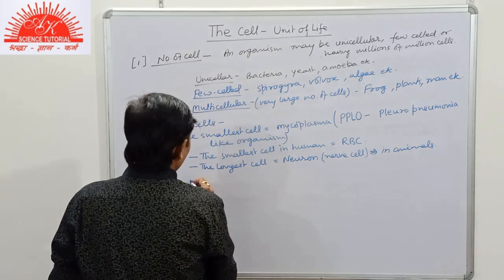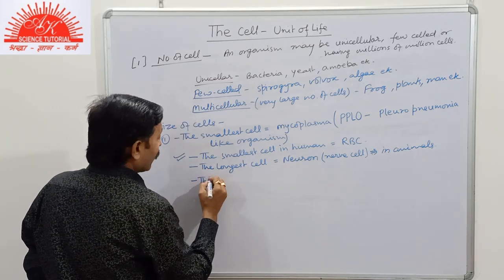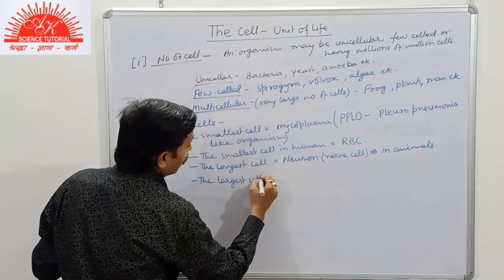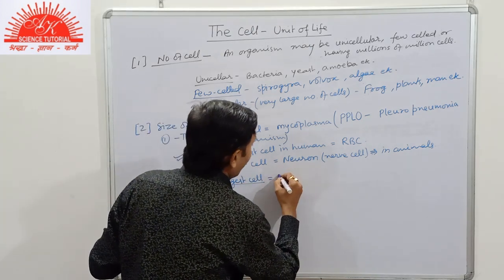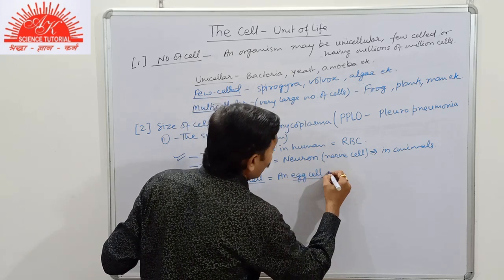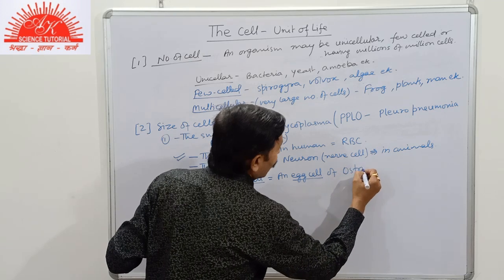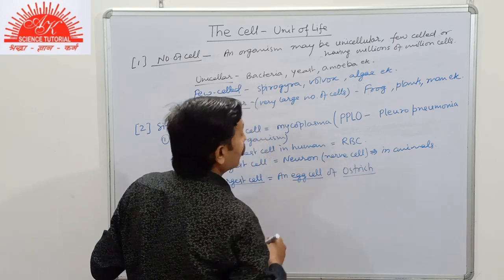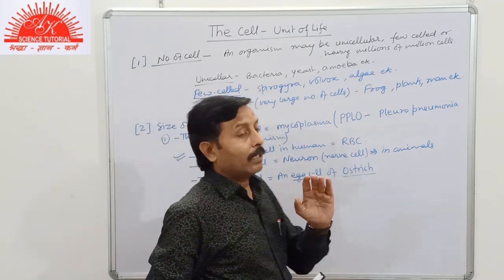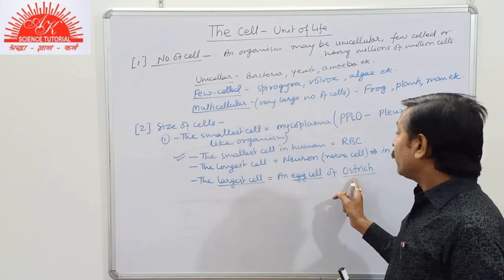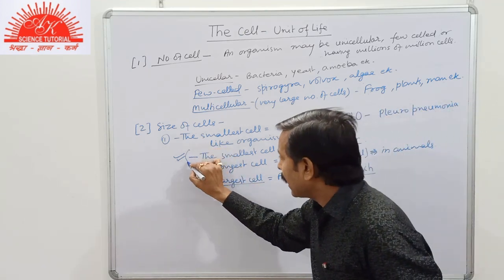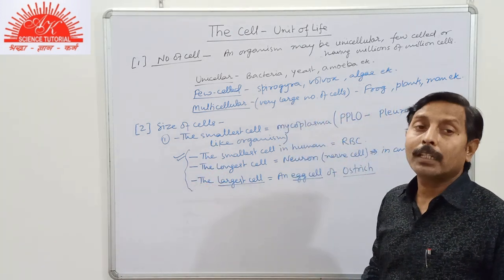Now further, the largest cell is the egg cell of ostrich, which is a kind of bird. Now its egg, as you know, egg is a single cell, it is the gamete. The egg of ostrich is the largest cell. So according to the size, we have studied these 3 points.